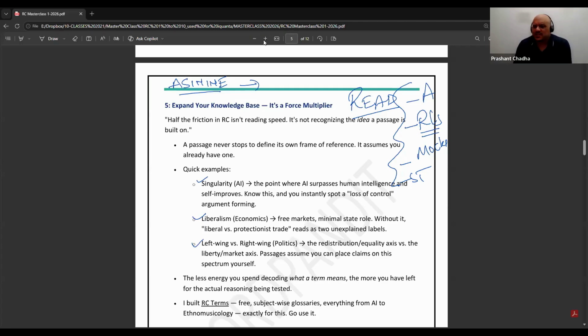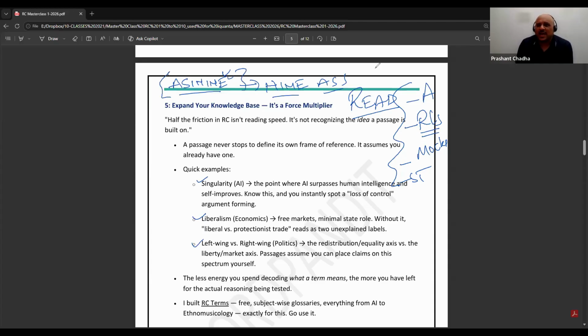Asinine is someone who's stupid or silly, right? Now, I earlier spoke about memory tricks. So, what is a memory trick? You remember asinine as nine asses, right? Nine times an ass, nine times a stupid person, nine times a donkey, right? So someone who's extremely stupid or foolish is an asinine person.